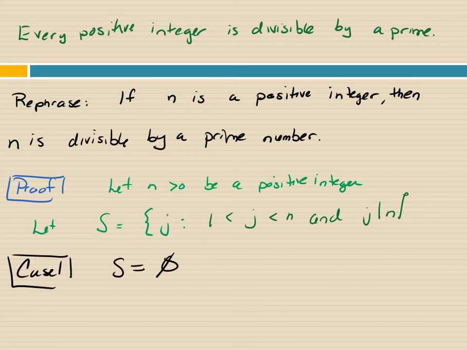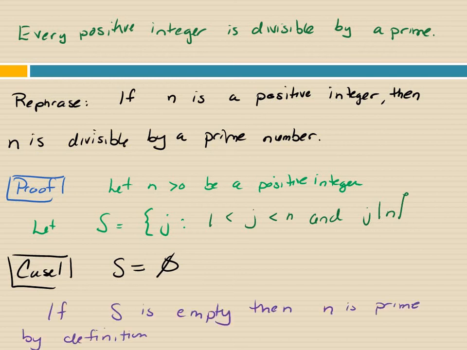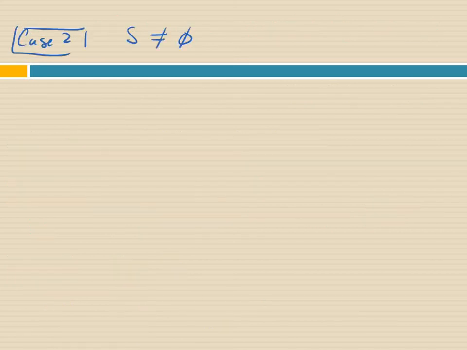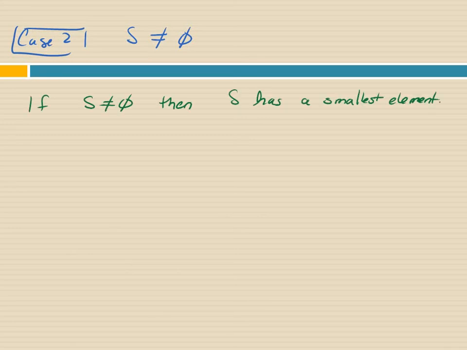Well, I have two cases. One case is that there's nothing in there. Well, if there's nothing in that set, what does that mean about the number n? It's prime. It has no other divisors than itself and 1. If S is empty, then n is prime by definition. What if it's not empty? Well, if S is not empty, then S has to have a smallest element. This is called the well-ordering principle, which I don't think he's talked about in here, but you talk about this in a set theory class, and sometimes at the beginning of modern algebra, they talk about the well-ordering principle.